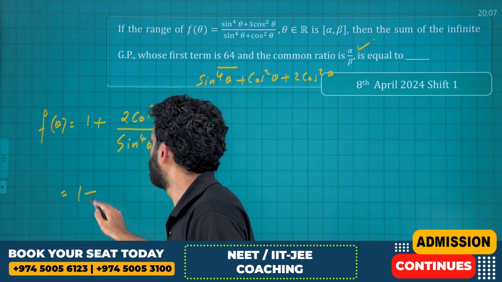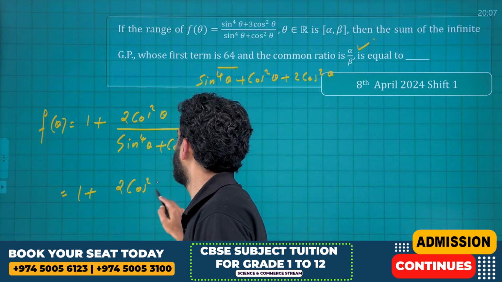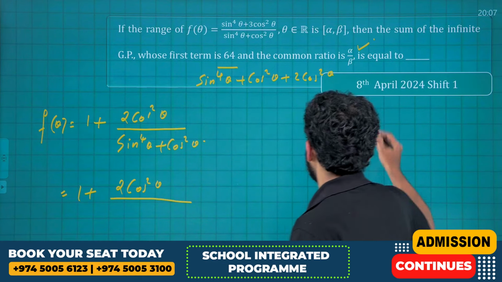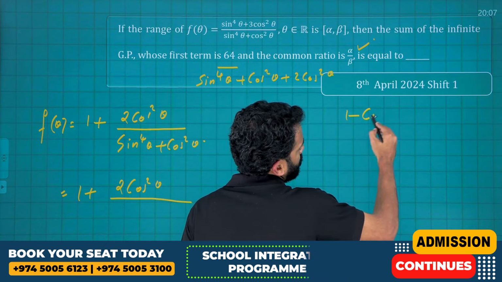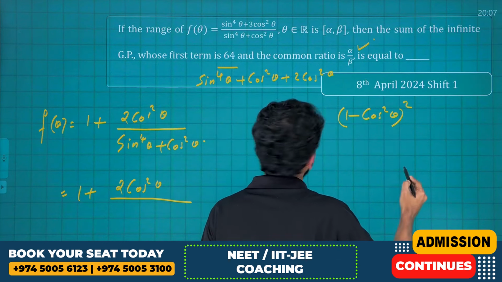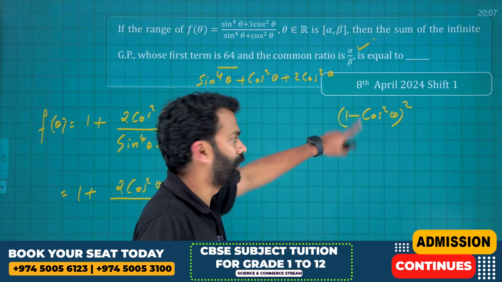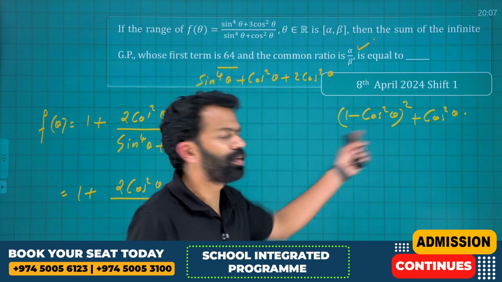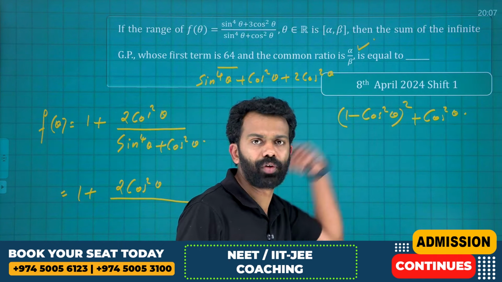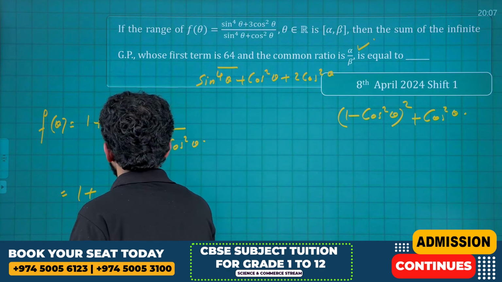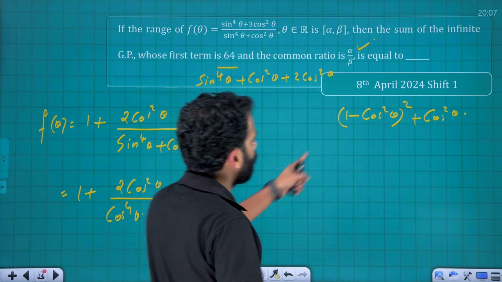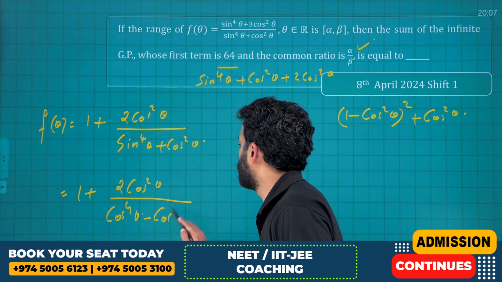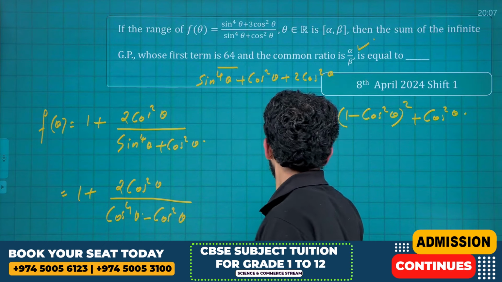It will be like 1 plus 2 cos square theta divided by, so what is sin raised to 4 theta? Sin raised to 4 theta is (1 minus cos square theta) the whole square, since 1 minus cos square theta is sin square theta. Plus cos square theta. If you expand and simplify this, what will you get? That is cos raised to 4 theta, and here we have minus 2 cos square theta plus cos square theta, which becomes minus cos square theta, and plus 1.